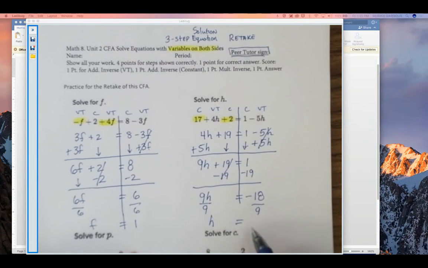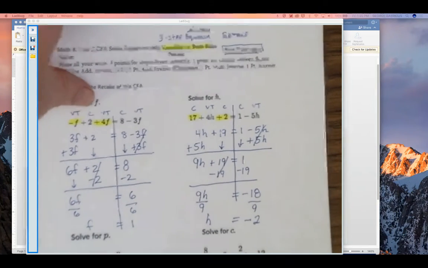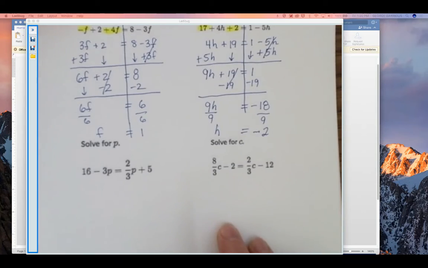So you've got to keep that negative sign. Negative 18 divided by positive 9 is negative 2. A negative divided by a positive is a negative. Okay, next problem.